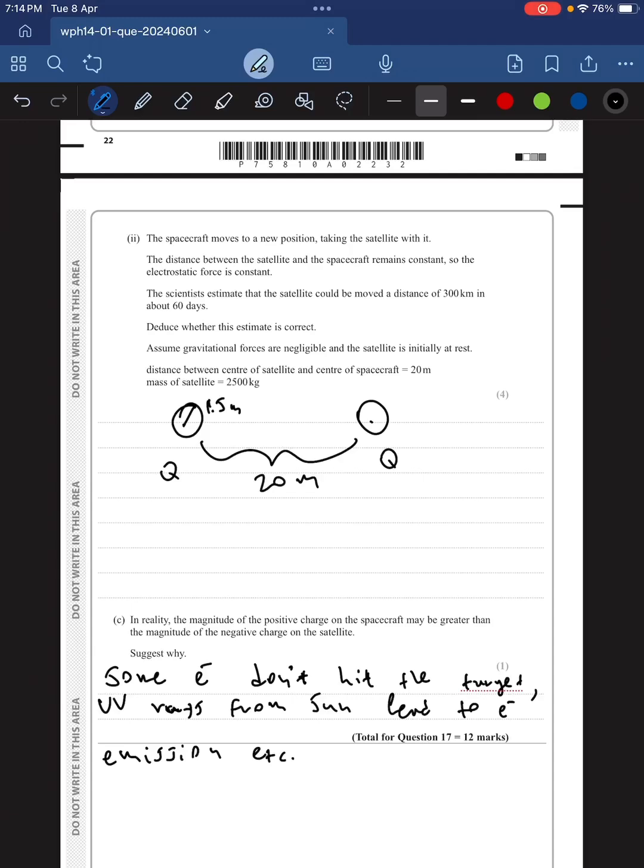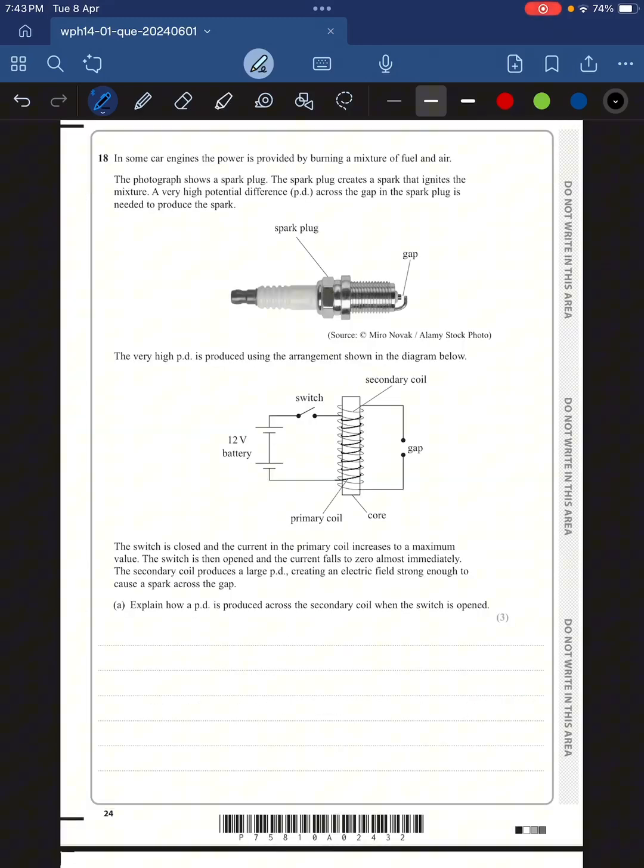So this was question 17. Now question 18. In some car engines, the power is provided by burning a mixture of fuel and air. The photograph shows a spark plug. You've probably seen those in old cars usually. The spark plug creates a spark that ignites the mixture. A very high potential difference across the gap in the spark plug is needed to produce the spark. The very high potential difference is produced using the arrangement shown in the diagram below.